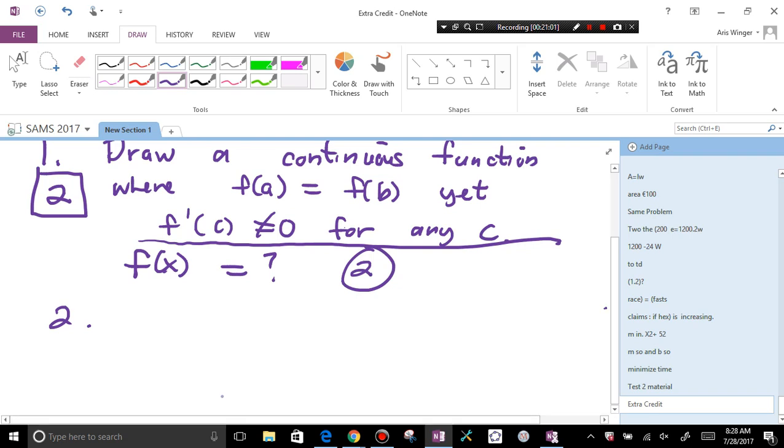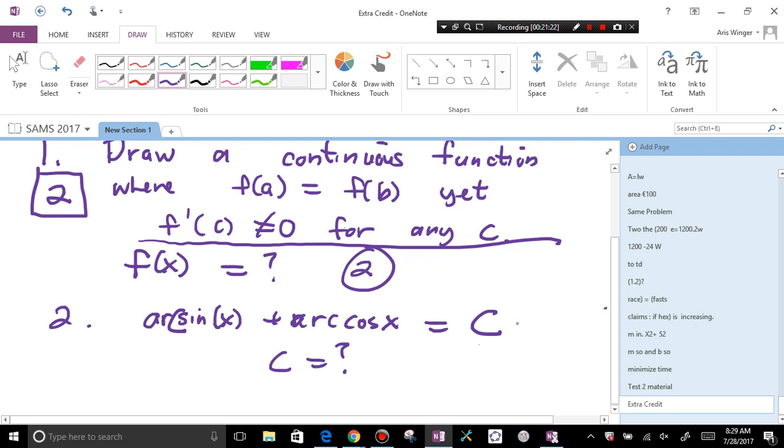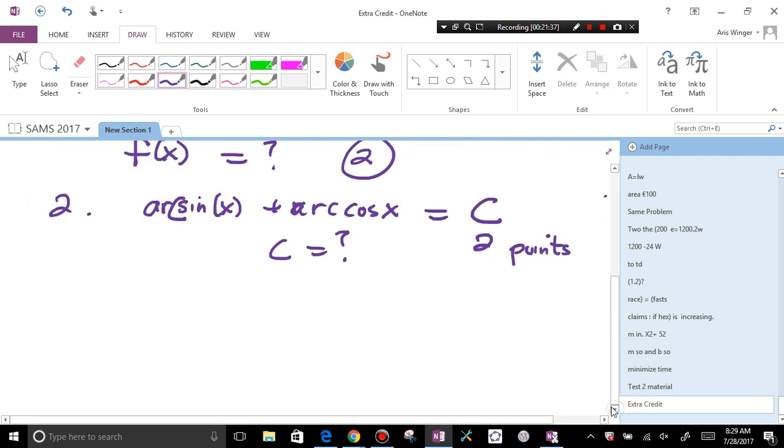And then we had made the claim that arc sine of x plus arc cosine of x is a constant for every x. And the question is, what was this constant? We kind of showed this. We can show this using the mean value theorem. And so what is that constant? That was definitely 2 points, because, again, we know what that is.